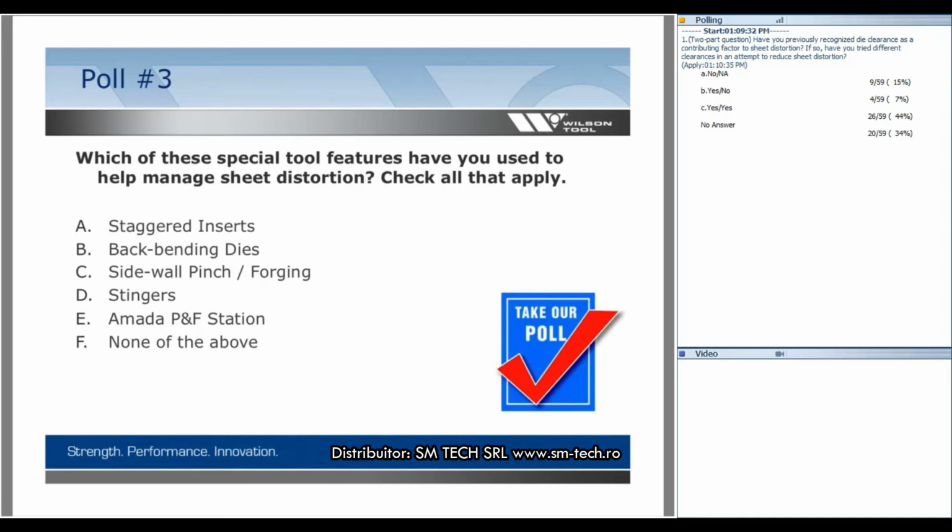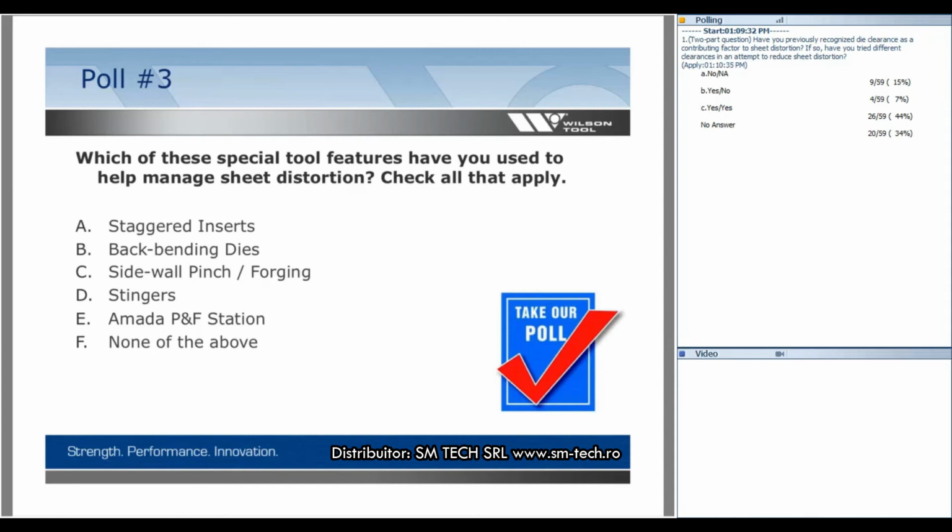Wow, my none of the above is growing pretty drastically. It's clicking. We got our people coming. Okay, well, I'd say about half of the people at this point are none of the above. But we have a substantial number of people that have staggered inserts, followed by, you know, the backbending die. So there must be a lot of people using clusters. Those are very popular in that.